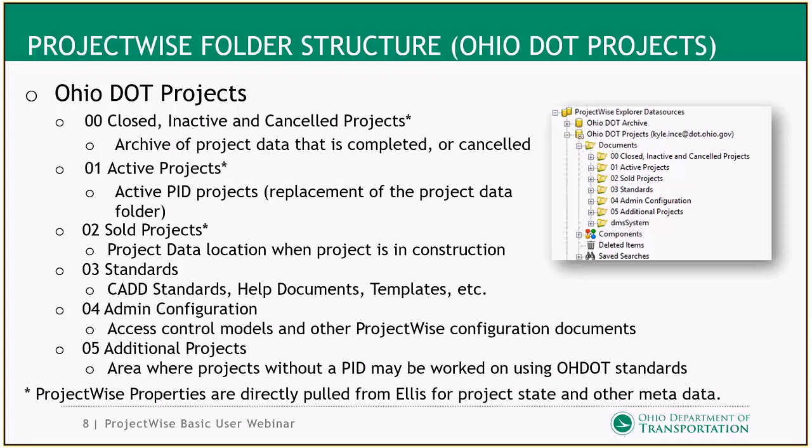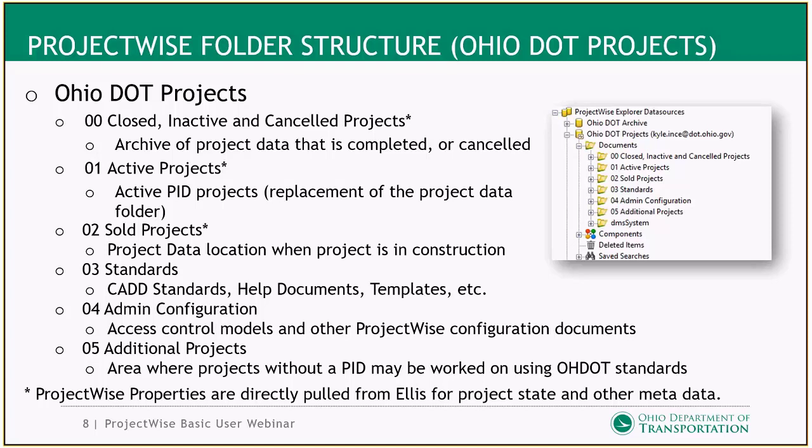Starting out, we have 00 closed, inactive, and canceled projects, 01 active projects, and 02 sold projects. Depending on the status of your project, that is where it's going to lie. For example, in Ellis, there's a property named project status that can be active or sold. Depending on the Ellis property, if it's active or sold, the project's going to lie there automatically. There's a script behind the scenes, so when you update Ellis to sold, it's going to move your project from active to sold automatically, and you don't have to worry about it. Same thing for the closed status in Ellis. Once that changes to closed, the project goes to the 00 closed, inactive, and canceled projects for archive.